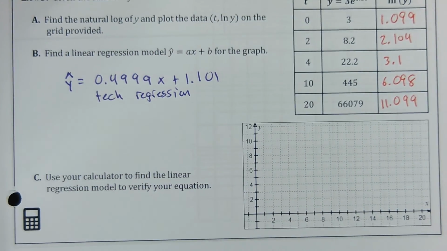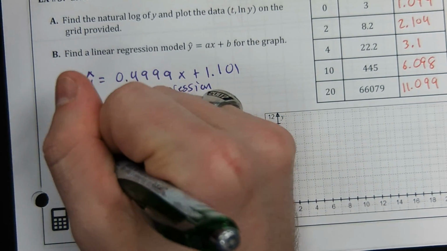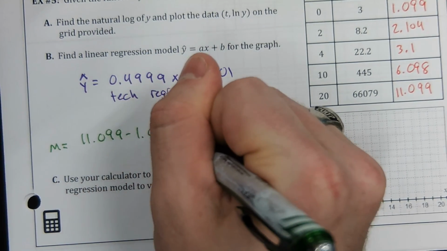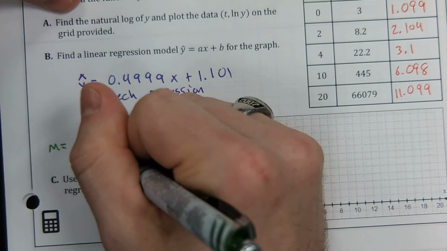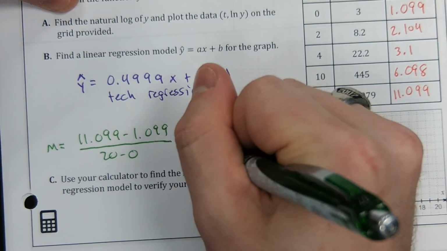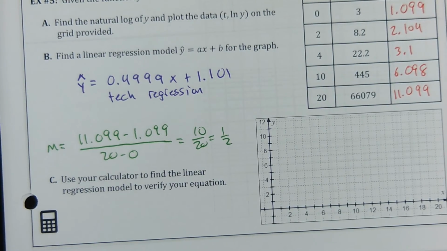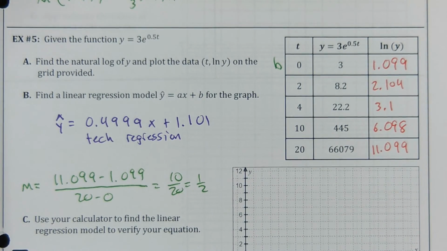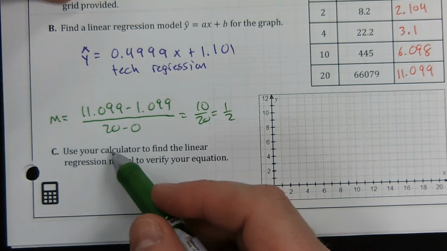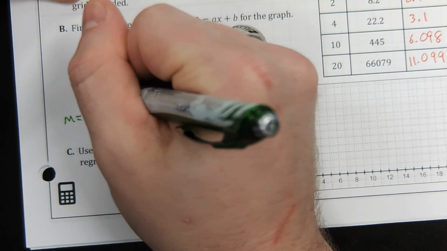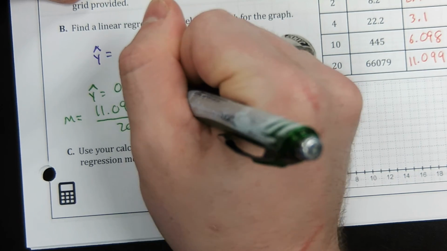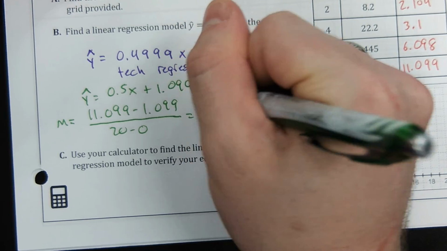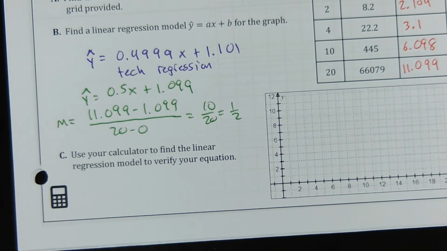And if you want to do it by hand, then you would have to find the slope, the average rate of change, which would have been 11.099 minus 1.099 divided by 20 minus 0, which is 10 over 20, which is exactly 1/2. And your y-intercept is happening when t is 0, so it's happening right there at 1.099. So this one's equation would have been y hat equals 0.5x plus 1.099, whatever.